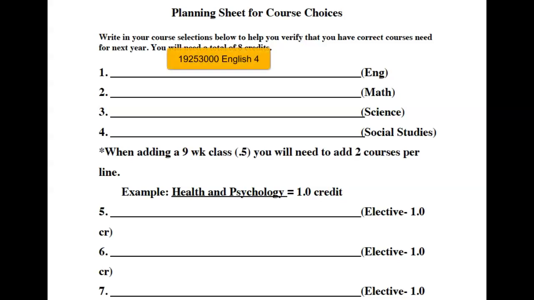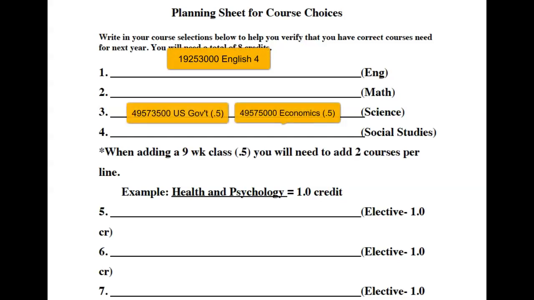For example, English is worth 1 credit and will fill 1 slot, but U.S. Government and Economics are worth a half a credit each and will need to be paired with another half credit course or with each other to complete 1 full credit slot on the planning sheet.